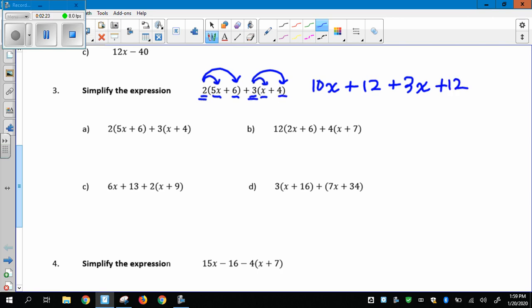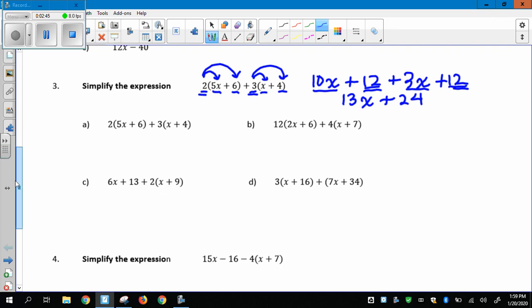Now I'm going to combine like terms here. Terms with x's are like terms, so 10x plus 3x makes 13x, and then also any constant terms are also like terms, so I can combine the 12 and the 12, and that makes 24. And now I'm done with that.